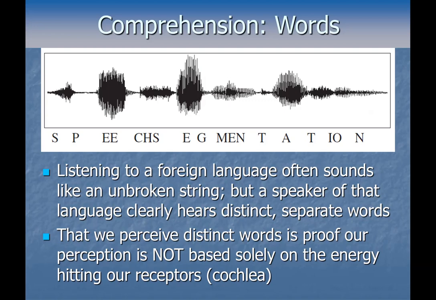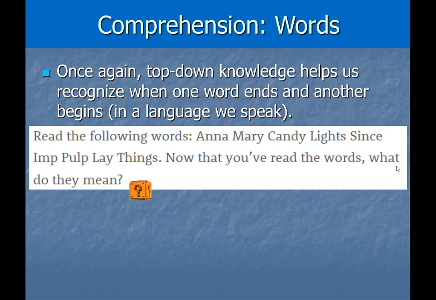So the fact that we perceive distinct words is really proving that our perception is not based solely on the energy hitting our receptors, right? The cochlea inside of our ear. In other words, our perception is not just bottom up, based on the incoming sensory information. So to give you another example, this is kind of like what we've seen throughout the semester where top-down knowledge matters. Here's an example where top-down knowledge will help us recognize where one word ends and another begins, and kind of a fun demo. What I want you to do is just silently read these words here.